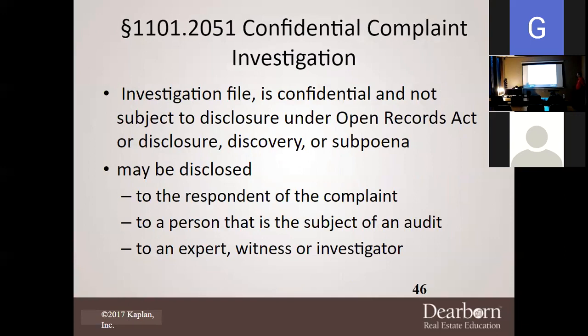The investigation file, of course, is going to be confidential and not subject to disclosure under the Open Records Act. Meaning that, Mr. Eugene, if I want to find out why you are currently being investigated, and I try to file an Open Records Act request, guess what? It's declined. It's confidential. What may be disclosed is to the respondent of the complaint. So in that situation, Mr. Eugene, you can find out if you're the respondent, or a person that is the subject of an audit, or an expert witness or an investigator.